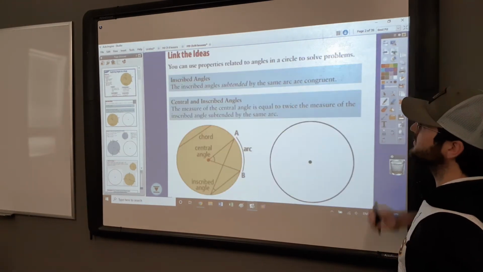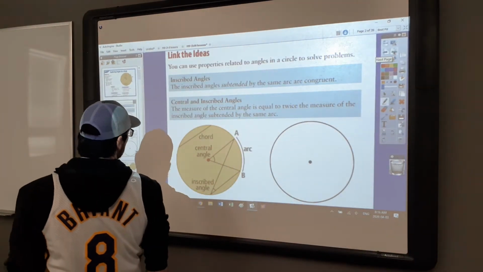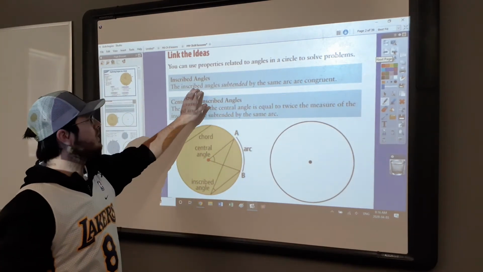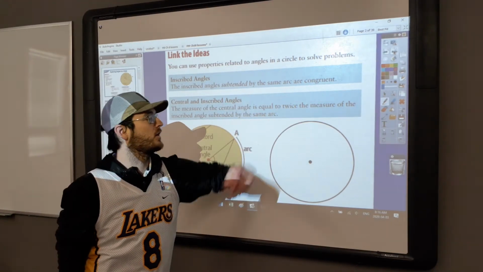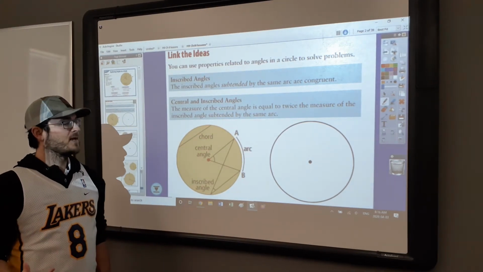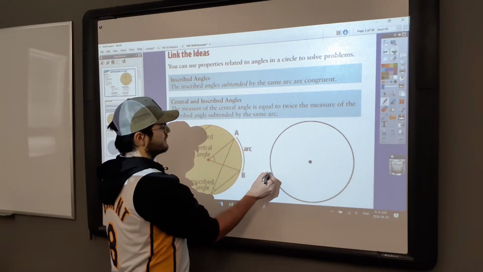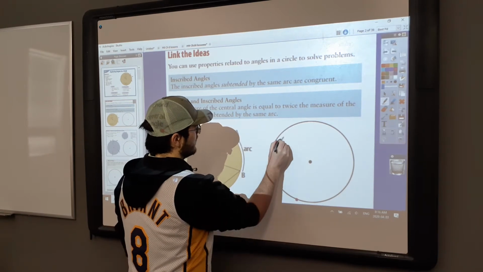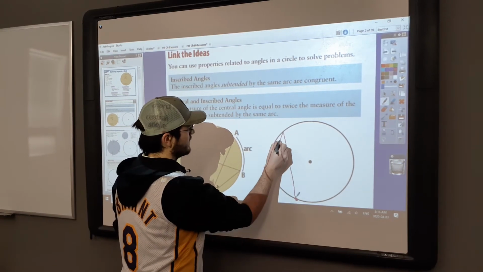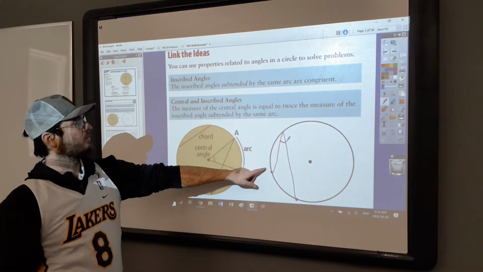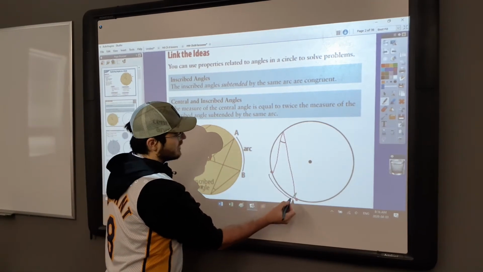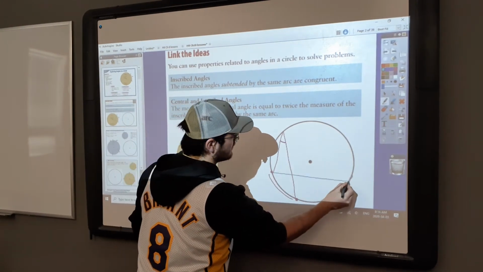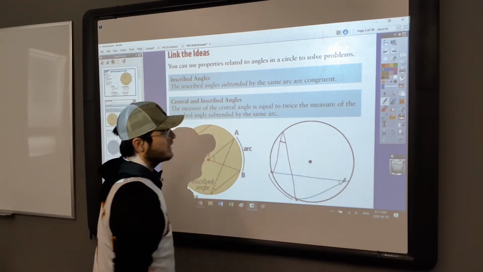In 10.1, we're going to learn 2 basic rules with circles. Again, you need to know what some of these words mean. The inscribed angles subtended by the same arc are congruent. Subtended by the same arc just means they're coming from the same 2 points. If I take a point here and a point here, and I make an angle here, I would get an inscribed angle here. It's coming to a different point. If they're subtended by the same arc, that means you're taking the exact same 2 points and going somewhere else. It could be over here, it could be anywhere else on the circle.